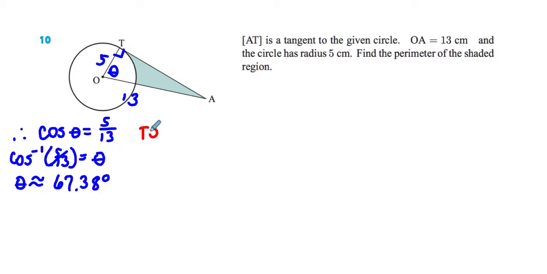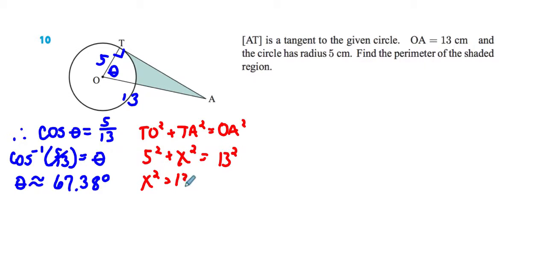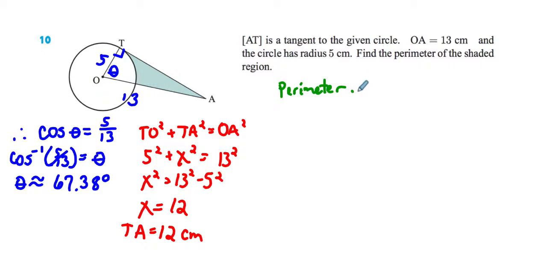Now I know theta, I can find some other information. So let's use Pythagoras' theorem to find the missing side of this right triangle, or side TA, which I'll call x. And I get x is equal to 12. So segment TA is 12 centimeters long. And then we're asked to find the perimeter.